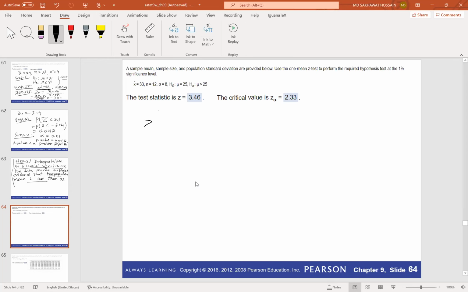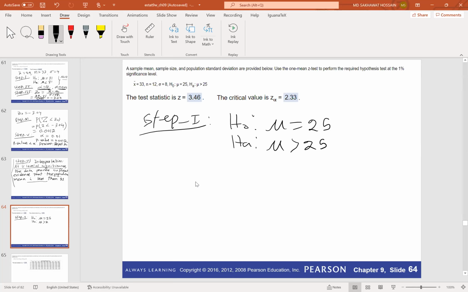So step 1 is we need to write the hypothesis. First write the null and alternative. Null is mu equals 25 and alternative is mu greater than 25. For the left tail test, it was less than. Now we have greater than. That's when this is a right tail test.